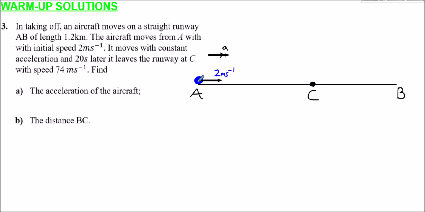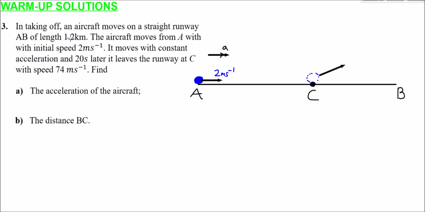So A is going to be here to start with. Later, at C, it's going to go there. Then obviously at C, it says it leaves the runway. So at C, it's going to be finally taking off. So what other information are we told? Notice here, I'm not even answering the question. I'm just trying to make sure all of the information is labelled on the diagram.